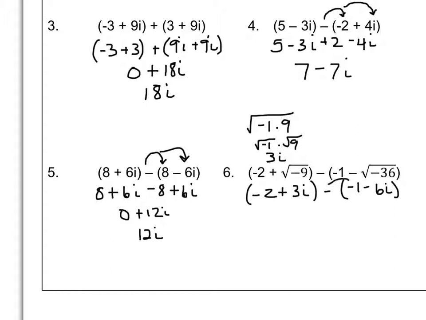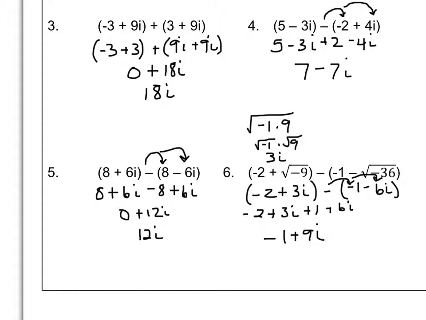First thing I got to do here, once I do that, is distribute. So I have negative 2 plus 3i. The opposite of negative 1 is positive 1. The opposite of negative 6i is positive 6i. And now I combine my like terms. Negative 2 and positive 1 is negative 1. And positive 3i and positive 6i is positive 9i. And again, I cannot combine those because those are not like terms.